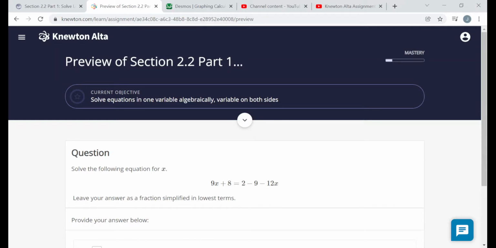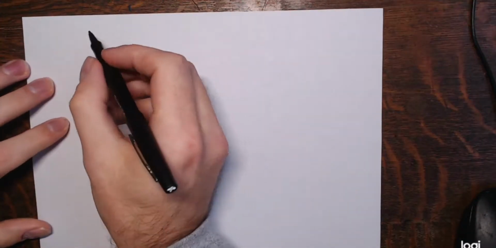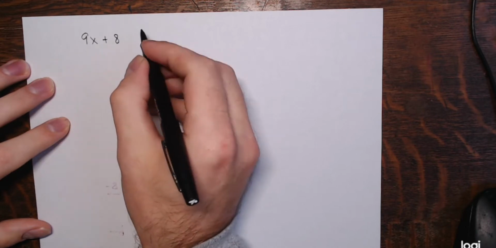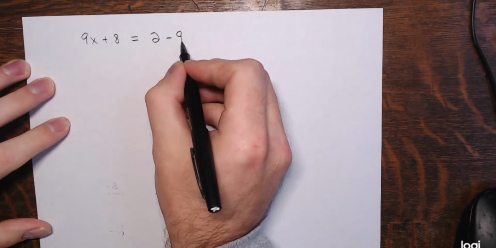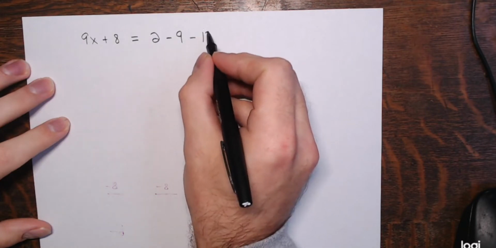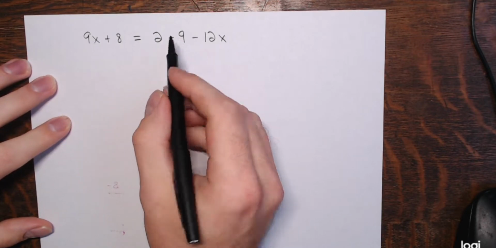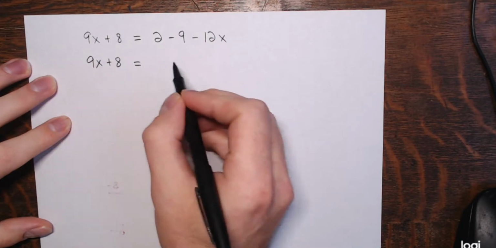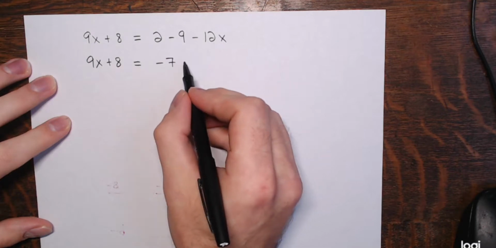Simplify fractions. Once again, I'm going to write this equation out. We have 9x plus 8 equals 2 minus 9 minus 12x. Right away, 2 minus 9, those are constants. You can put those together, so I'm going to do that first. We're going to simplify as we go. 2 minus 9 is negative 7, and then you still have this term, negative 12x.